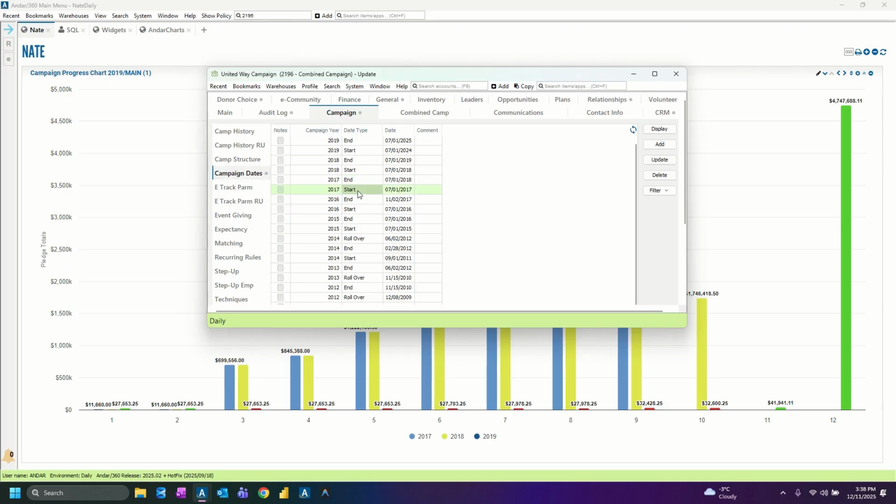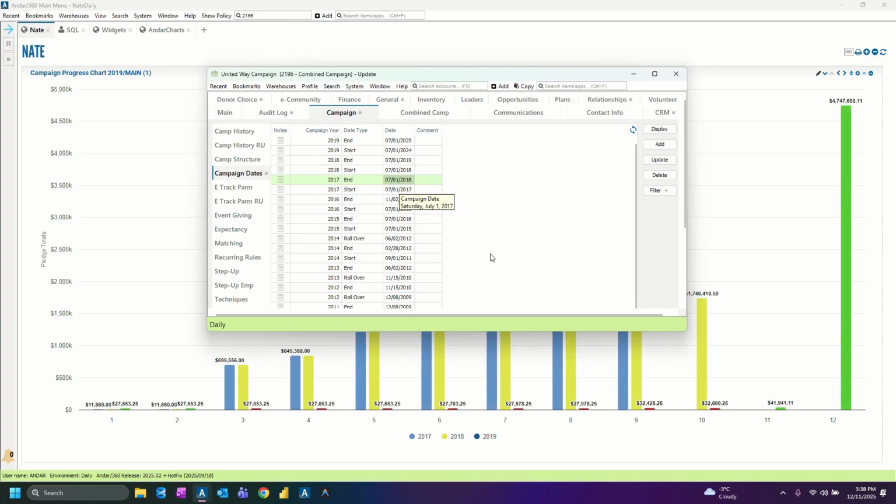So for 2017, I've got July 1st of 2017 as the start date, and my campaign year goes all the way to July 1st of 2018, a full 365 days. This is where, if you've got a different setting, you can configure this however you want. But what this does is it works in combination with that 30-day interval that we just talked about to lay these frequencies out.